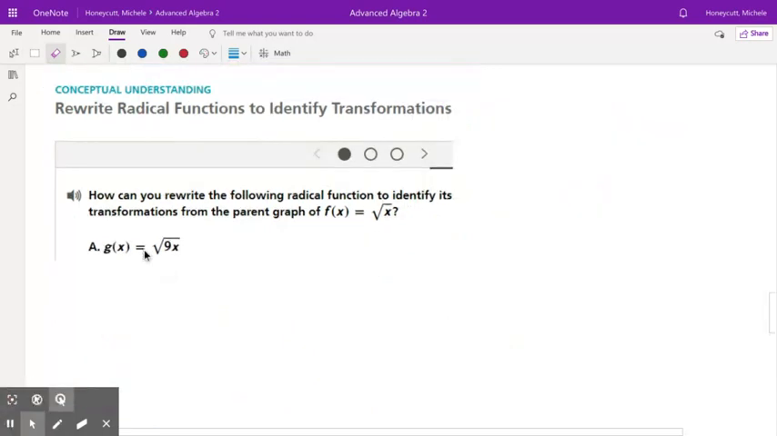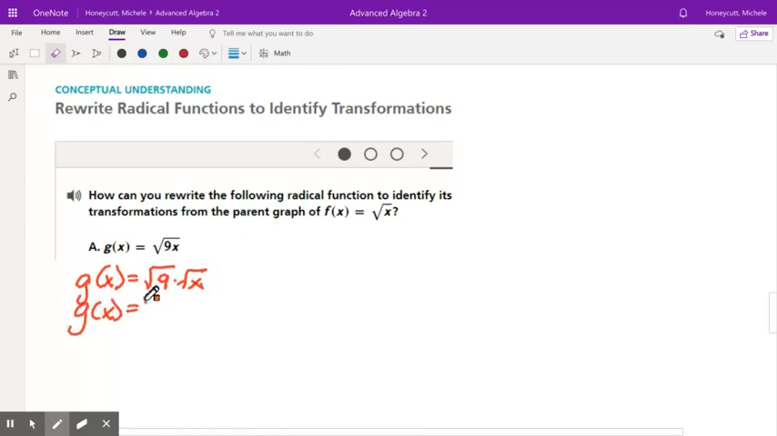So now let's go back up to example A. There's only one term under here, so I am going to factor out that 9, or I can split this up because the only thing that's happening between the 9 and the x is multiplication. So I'll rewrite g of x as the square root of 9 times the square root of x. And the square root of 9 is 3. So g of x equals 3 times the square root of x. So what is the transformation involved? It's just that 3 in front, which is a vertical stretch by a factor of 3.